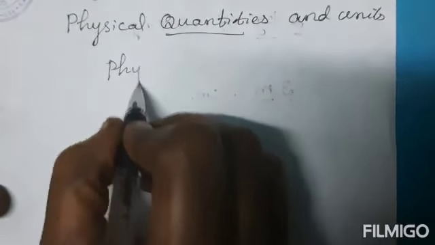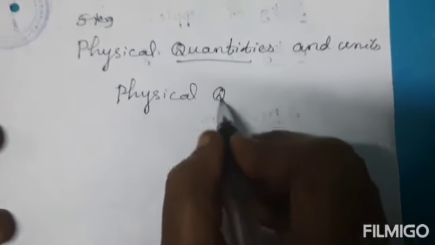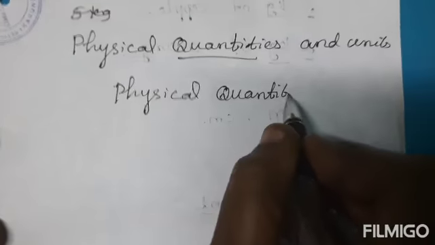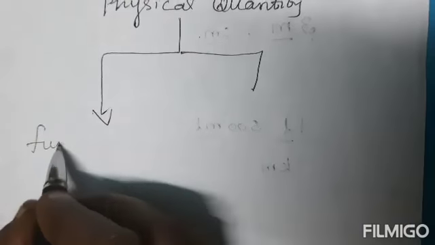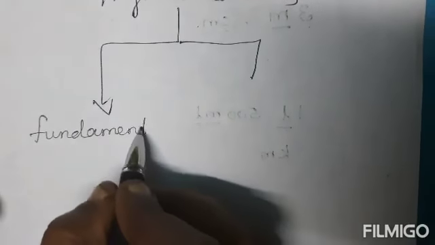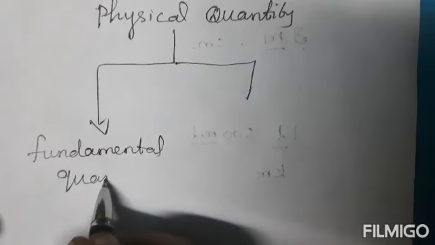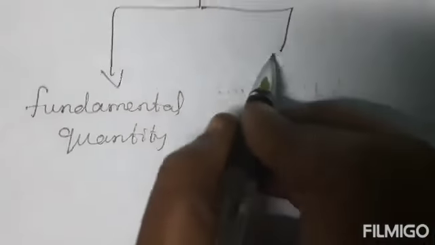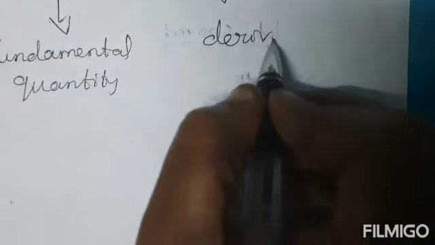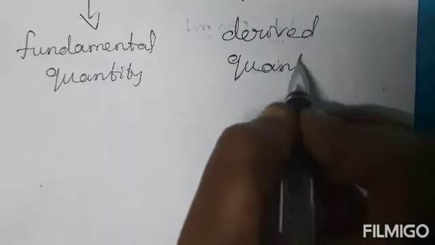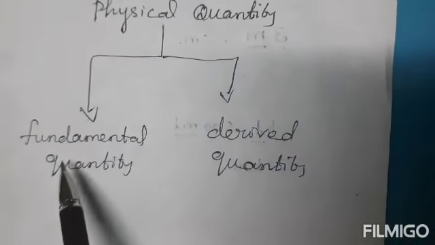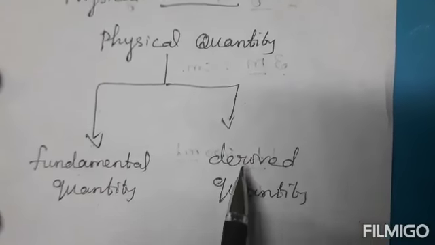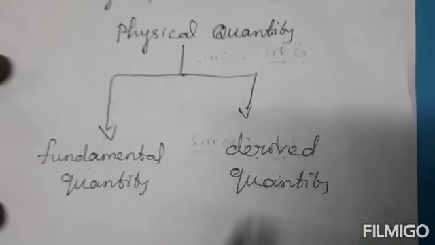Physical quantities can be classified into two. First one is fundamental quantity. Next one is derived quantity. So, physical quantities are classified into two types. One is fundamental quantity. Second one is derived quantities.